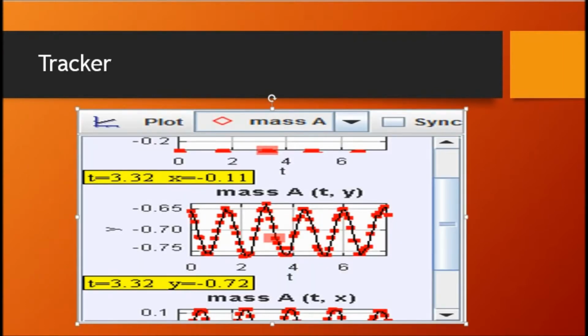Using this graph that I obtained from my tracker points, I'm able to calculate the period of oscillation. And to calculate the period of oscillation, what you do is you take the total time that it takes for this graph to hit 3 valleys and then divide it by 3.